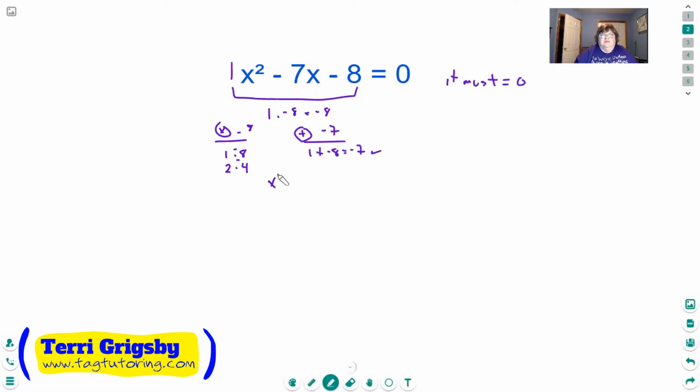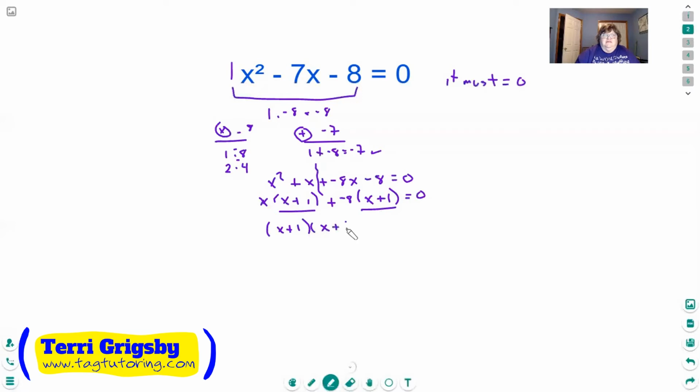So I'm going to go x squared plus x plus negative 8x minus 8 equals 0. Divided down the middle, I'll factor out an x. That leaves me x plus 1. And on the other side, I'll factor out a negative 8. And that will leave me with x plus 1. Now, if you do that step right, you should have the same thing in both parentheses, which I do. So I'll get x plus 1 times x plus negative 8, equals 0. Now, could you write this as x minus 8? Absolutely, it doesn't make any difference.